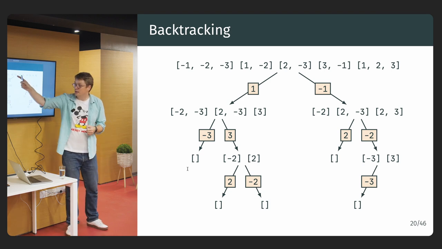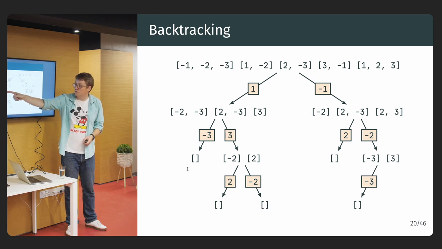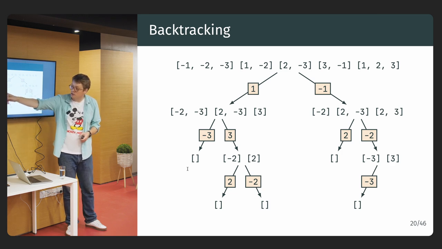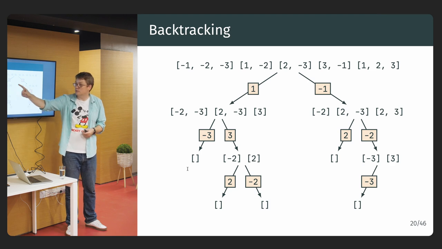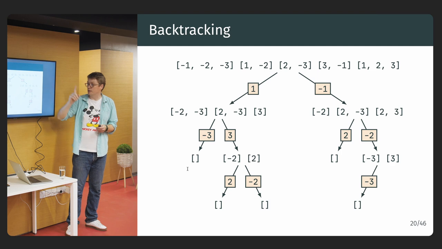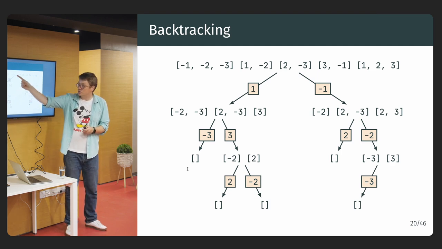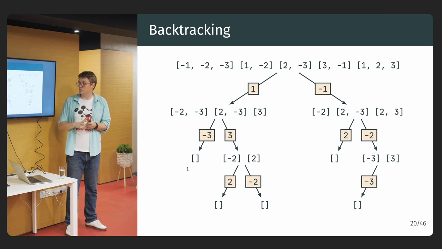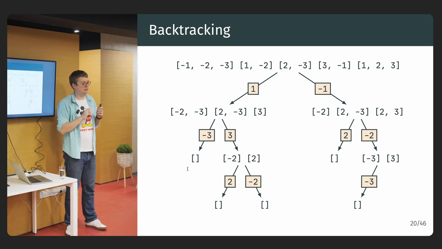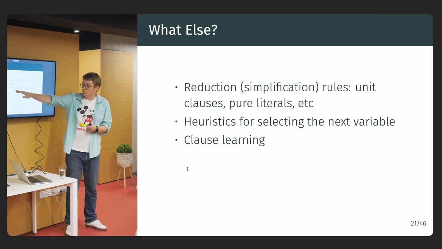Let me tell you once again. Here I decided to first branch on the variable 1, and here I decided to branch on variable 3, and here I started with minus sign and then on plus sign, and here I started with plus sign and then proceeded to minus sign. Each of these decisions in SAT solvers is controlled by some fine-tuned heuristics. Okay, so these heuristics are responsible for this.